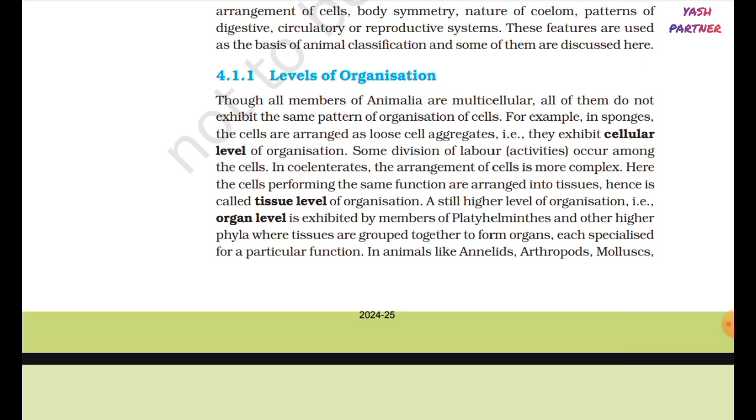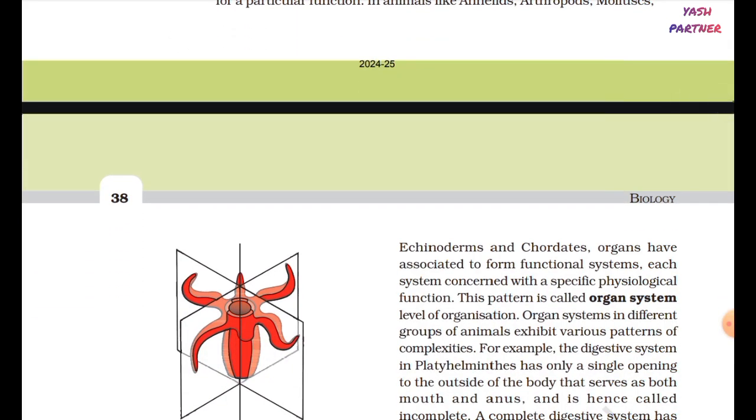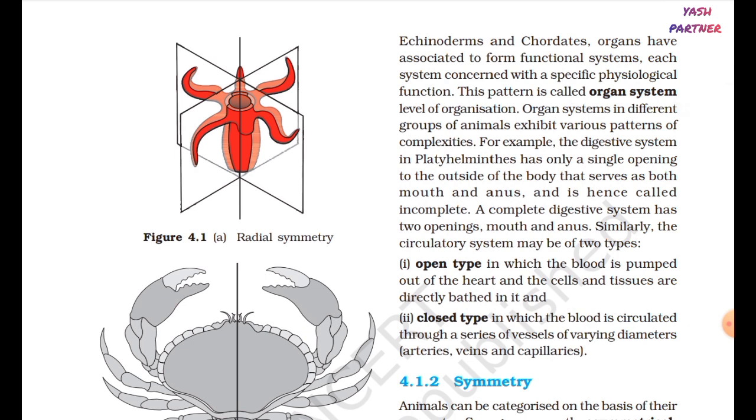A still higher level of organization, that is, organ level, is exhibited by members of Platyhelminthes and other higher phyla, where tissues are grouped together to form organs, each specialized for a particular function. In animals like annelids, arthropods, mollusks, echinoderms, and chordates, organs have associated to form functional systems, each system concerned with a specific physiological function. This pattern is called organ system level of organization. Organ systems in different groups of animals exhibit various patterns of complexities.